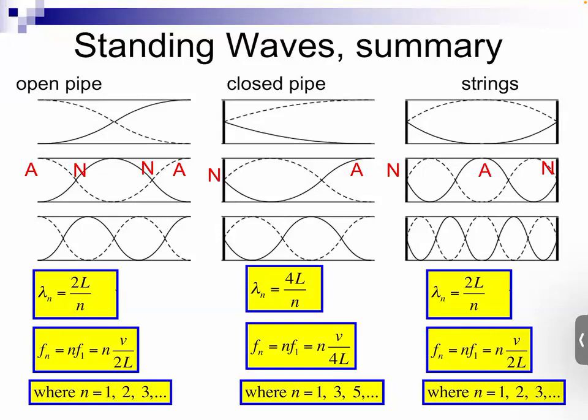If you have an open pipe, both ends open, both ends are always antinodes, and these equations relate the wavelength and frequencies to the length of this open pipe. For a closed pipe, one end is open, the other end is closed. The closed end will always have a node, the open end will always have an antinode, and you can use these equations to calculate the wavelengths and the frequencies of the wave produced by this closed pipe.